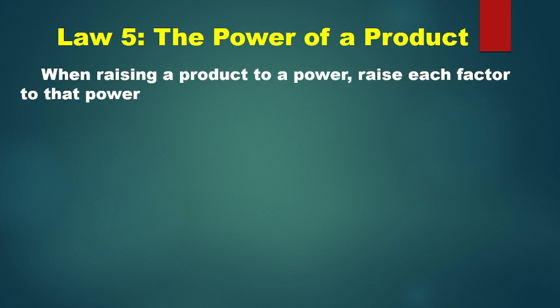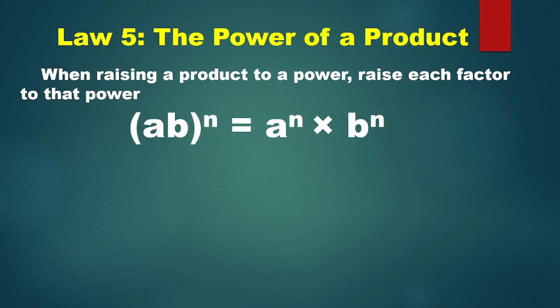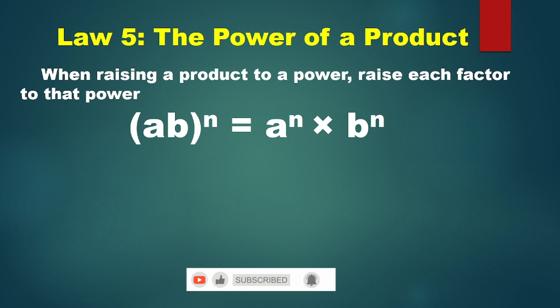Let's go into law 5, the power of a product. When raising a product to a power, raise each factor to that power. For example, if I have ab raised to the power n, so I have two values raised to the power n, it will be a raised to the power n multiplied by b raised to the power n.